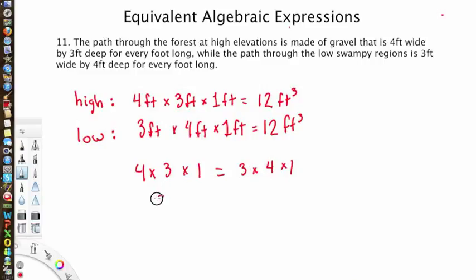So what we just exercised here was the commutative property. I think you guys are getting it.